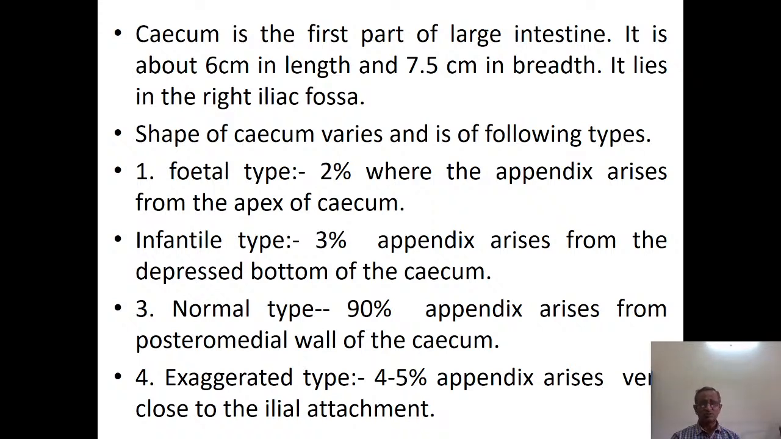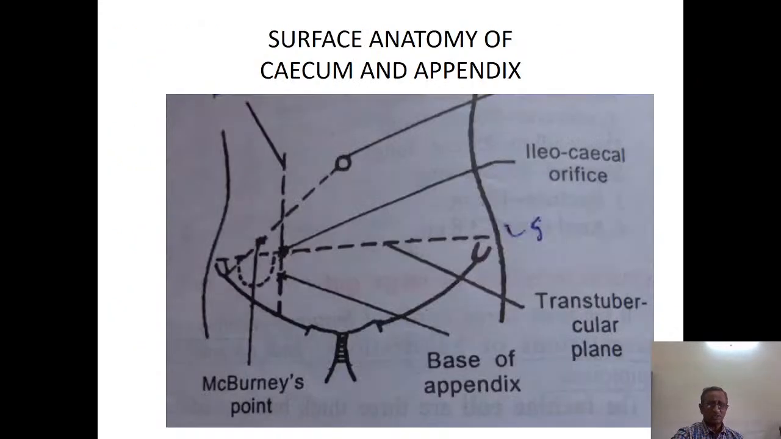The shape of the cecum varies and is as follows. Fetal type, only 2%, where the appendix arises from the apex of the cecum. Infantile type, only 3%, where the appendix arises from the depressed bottom of the cecum. Normal type, 90%, where the appendix arises from the posterior medial wall of the cecum. And exaggerated type, only 4 to 5%, where it arises very close to the ileal attachment. So we will be showing the figures of the 4 types of the cecum.